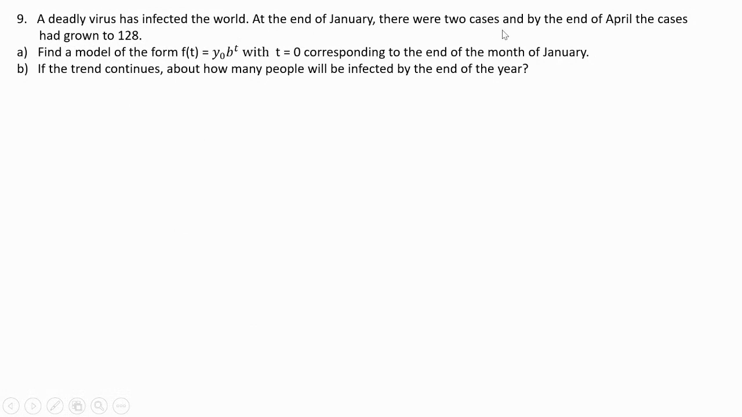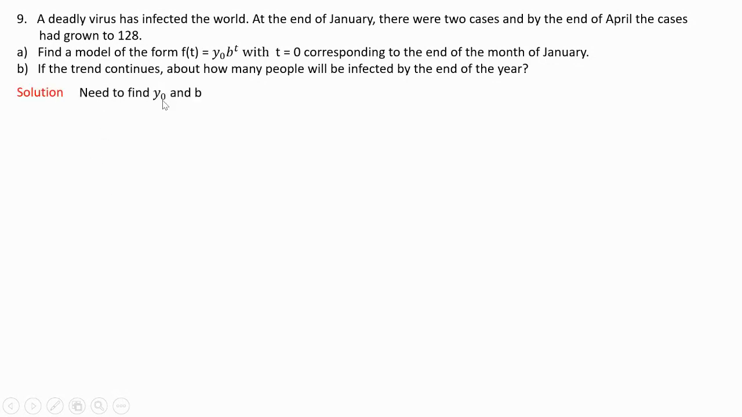At the end of January, there were 2 cases, and by the end of April, the cases had grown to 128. Part A, find a model of the form f of t equals y naught times b to the t power, where t equals 0 corresponds to the end of the month of January. If the trend continues, how many people will be infected by the end of the year? You can use these types of models for anything. This is a good example, guys, because this is something live that happened last year, and it's still happening to a certain point.